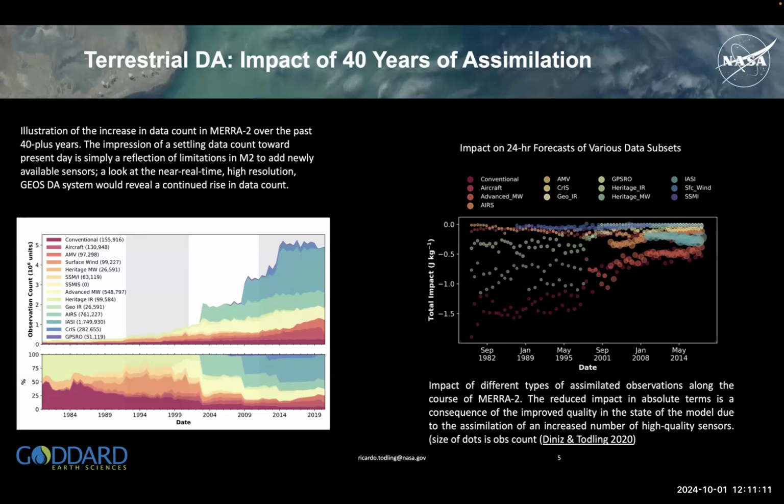All reanalyses suffer from the same problem. We come up with a system, we fix that system, we run it historically, but that system is fixed, so it's hard to add new observations to it. It's something that we typically don't do, and so it gets to a point where the system stagnates and that justifies a new reanalysis, which is what we are always working toward in reanalysis problems.